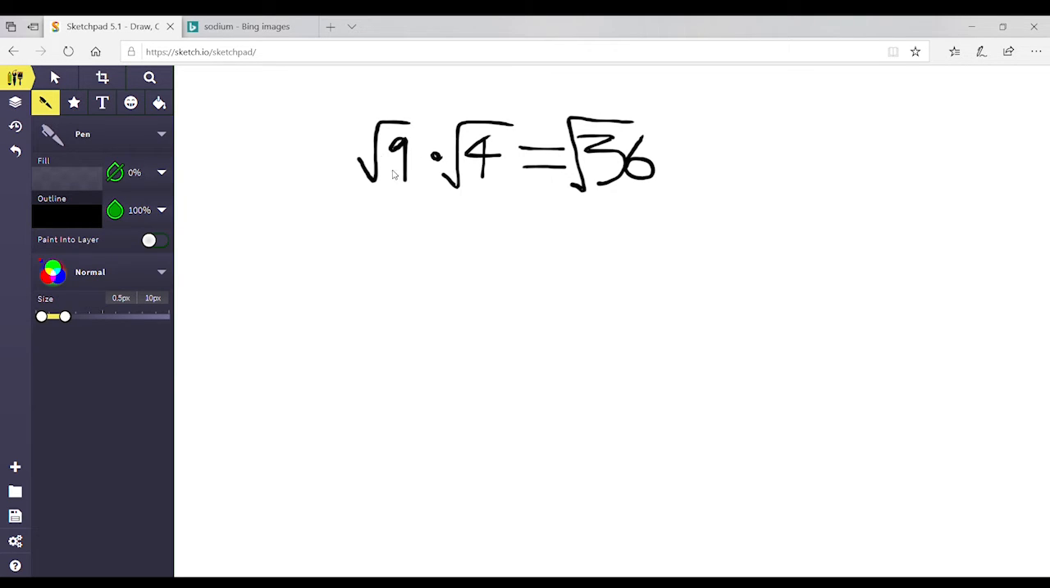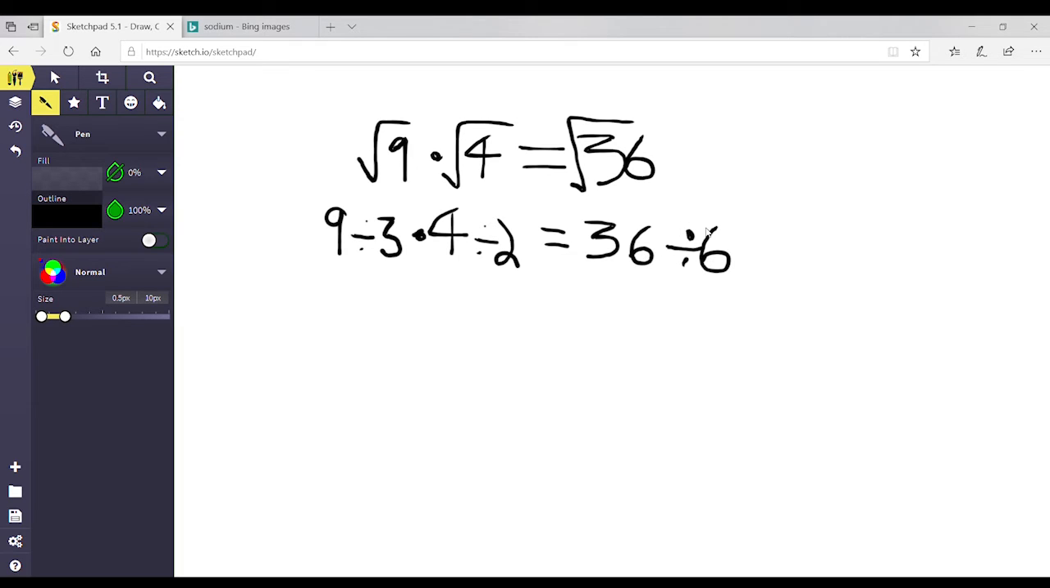Well, let's see. Taking the square root of 9 is basically saying you're taking 9 and just dividing it by 3, right? You're dividing it by whatever the square root is. Now, for 4, you're dividing it by 2. So you're dividing it by some number, and you're multiplying these. Now, we're basically saying that's equal to 36 divided by the square root of 36, which is 6, we know, divided by 6.